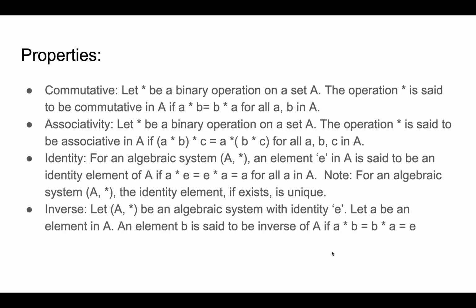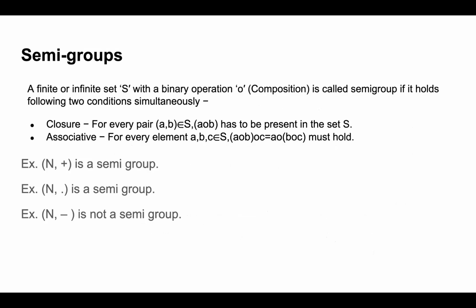E is the identity element, A is any element, and B is the inverse of A. Instead of writing A inverse, it is written here as B. B is said to be inverse of A if A star B is equal to B star A is equal to E. It is the inverse property.